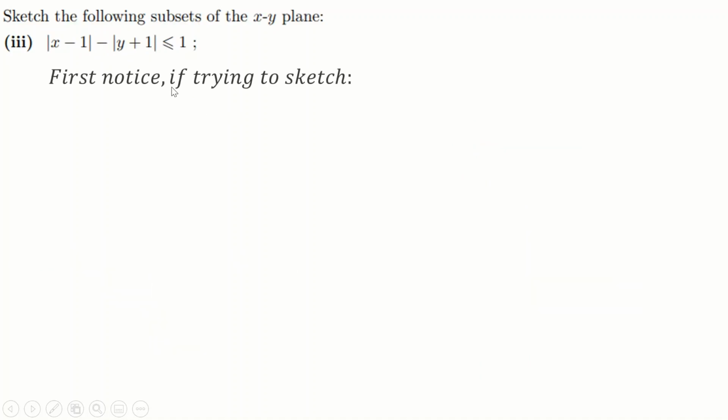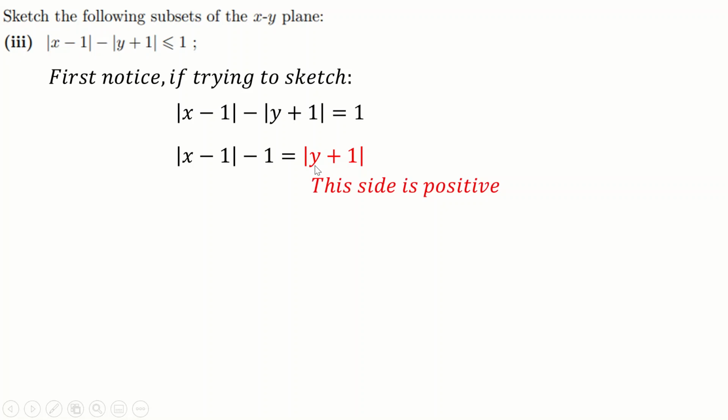Because what's going to happen is, if I try to sketch the graph equal to 1, which is what I always want to do, let's just notice, if I shuffle this around a bit, move this to one side and this to the other. Now this over here is always positive or 0. Which means this over here is always positive or 0. Which means when I add 1 to both sides, mod x minus 1 is always greater or equal to 1.